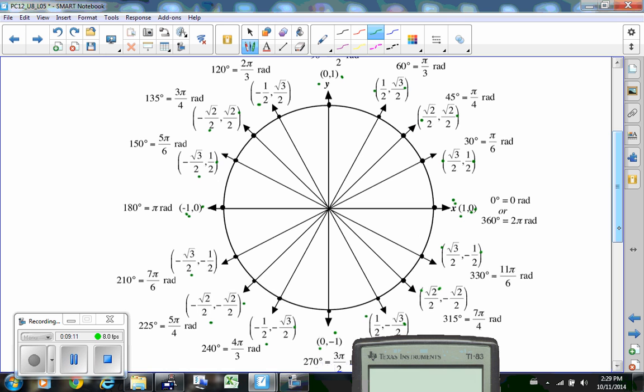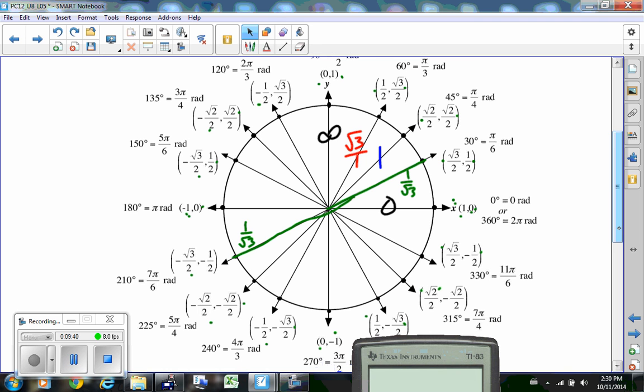For your tangents, this is my small or shallow line, 1 over root 3. This is my middle line, slope of 1. This is my steep line, root 3 over 1. This one here has a slope of 0, undefined. This is actually the same line. Look at that. So this is also 1 over root 3. This is also 1, and this is root 3 over 1.